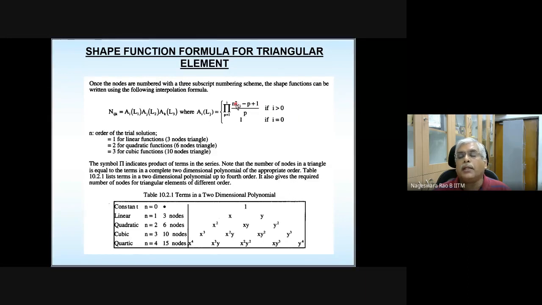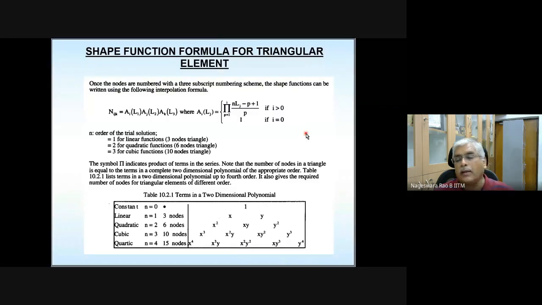And this n depends on the order of the trial solution, whatever I just explained based on this Pascal's triangle, which are the terms that are given in this table. And the rest of the things are given here. The symbol pi indicates product of terms in the series. Note the number of nodes in a triangle is equal to the number of terms in a complete 2-dimensional polynomial of the appropriate order. So please take a note of this.